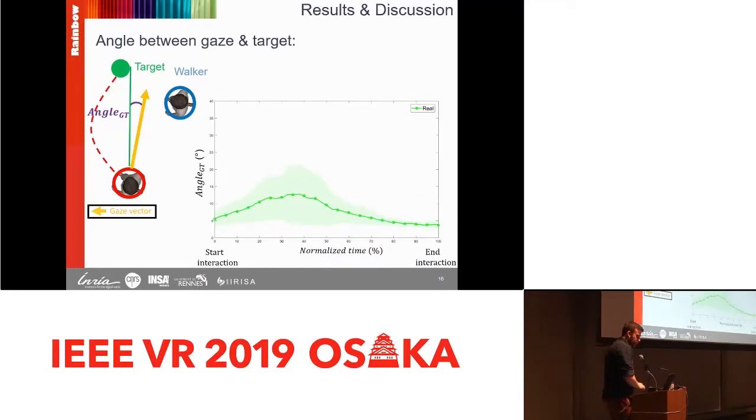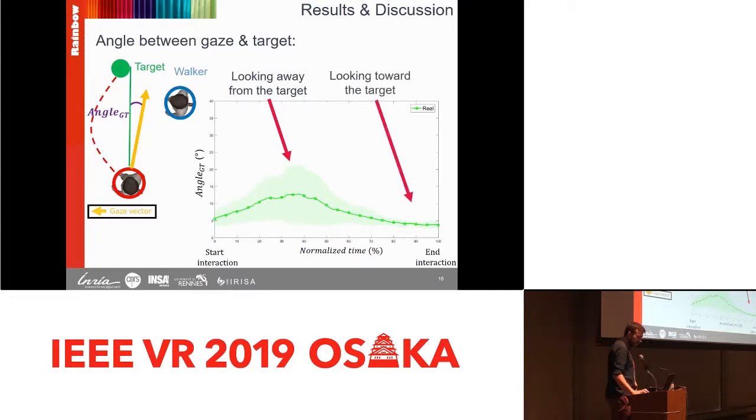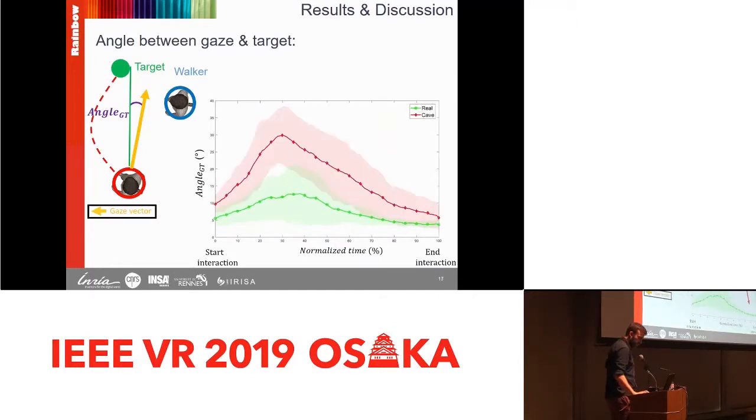Now we look at the angle between the gaze and the target. First, what we can see for the real situation is that people start by looking away from the target. It's because the other worker is coming into their field of view, so they will maybe look at him. And after, they're looking towards the target. It's their goal, so they have to look towards this.